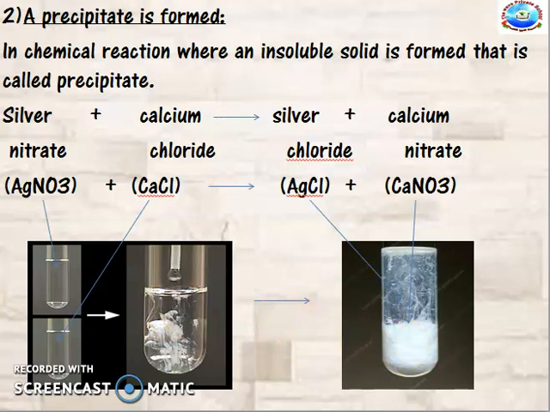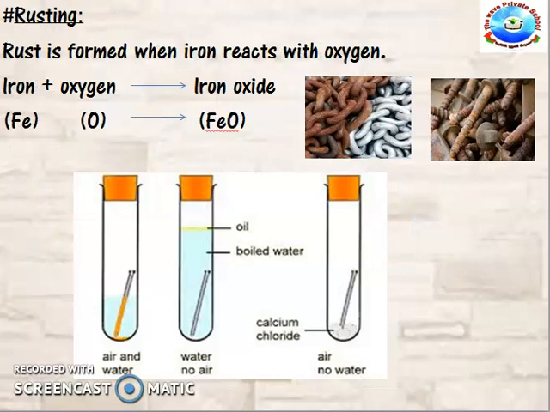Okay, let us proceed to our last, rusting. So what is rusting? See, students, we see some chains and some nails which are rusting. So how is it formed? Rust is formed when iron reacts with oxygen, when they are kept outside. So when they react with oxygen, Fe plus oxygen gives iron oxide. Clear with it?